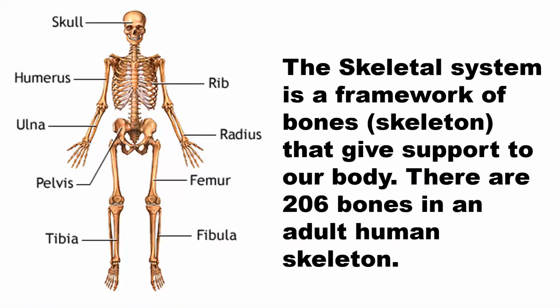What is the human skeletal system? The skeletal system is a framework of bones that gives support to our body, and this framework is known as the skeleton, as you can see in the picture. There are around 206 bones in an adult human skeleton.